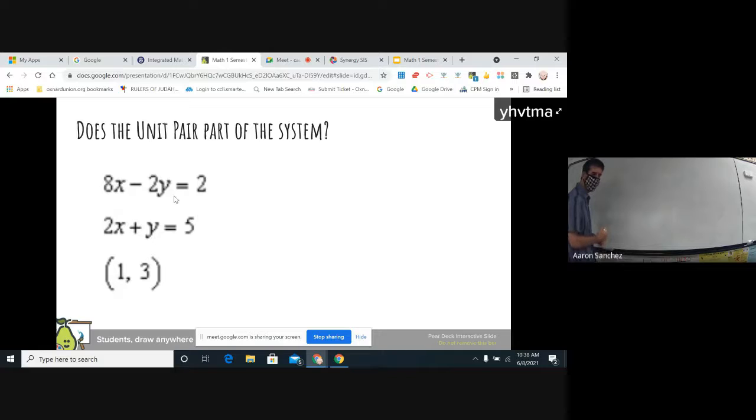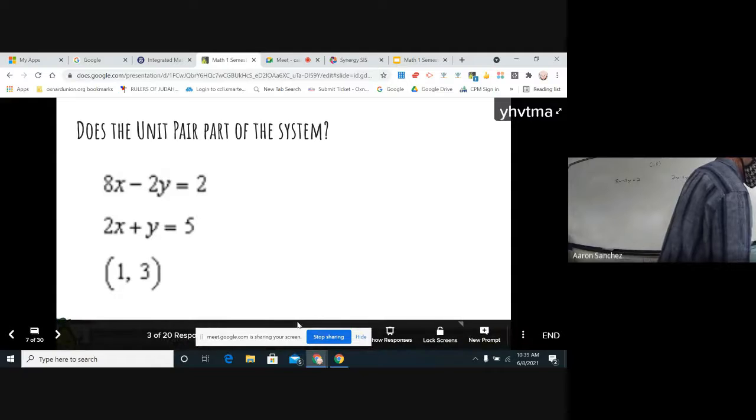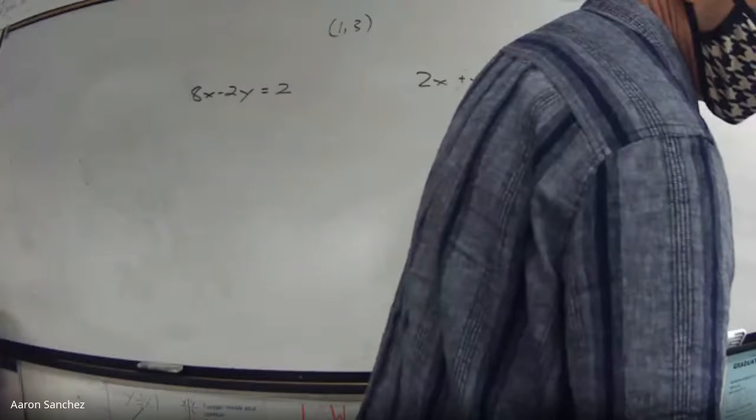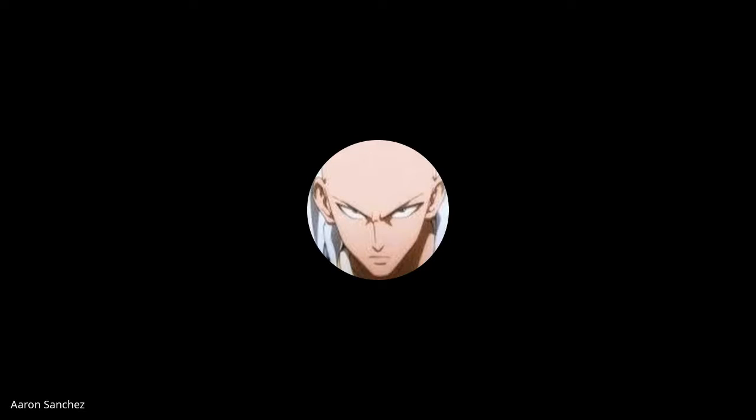So let's see here. I have 8x minus 2y equals 2, and then I have 2x plus y equals 5. This is a yes or no question. Is (1, 3) part of the system? I'm going to come back here so you guys can see what I'm doing. So what do you think? Yes or no? It's a 50-50 chance. If you don't know, you can guess, right? But remember, this is my x.